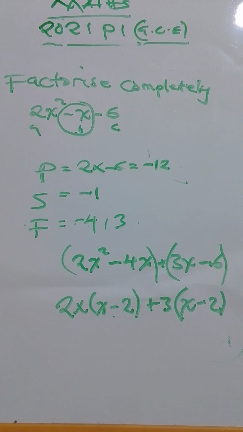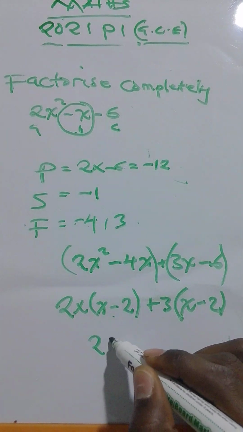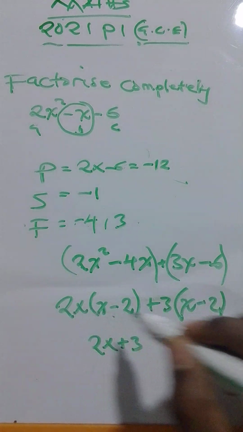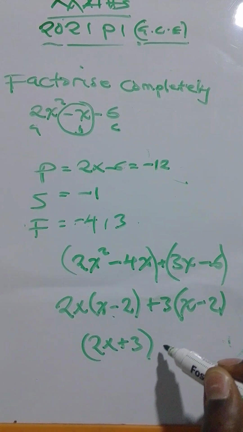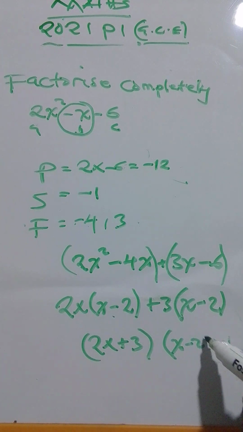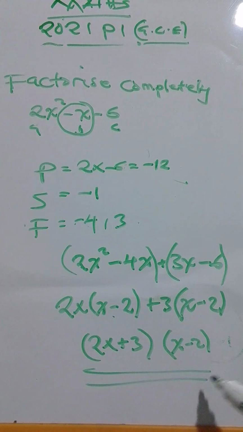So I'm going to say now 2x plus 3, these numbers which are outside, then you group them, then one of these you pick, so x minus 2. So this is how we do the factorization when the question comes in this form.